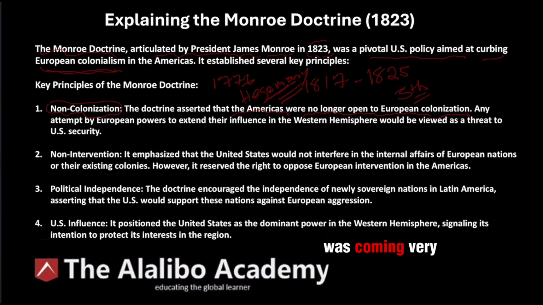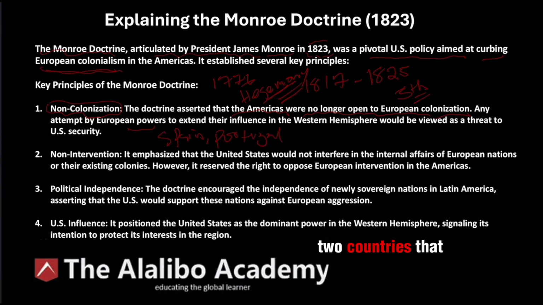So this doctrine was coming very late, but nevertheless, President James Monroe saw it fit to put in place this doctrine to warn Spain and Portugal to stay clear and to cease their continuous influence and involvement in the Western Hemisphere. So non-colonization was a core principle of this doctrine. The doctrine asserted that the Americas were no longer open to European colonization and any attempt by European powers. And here we are talking about Spain, we are talking about Portugal, principally.